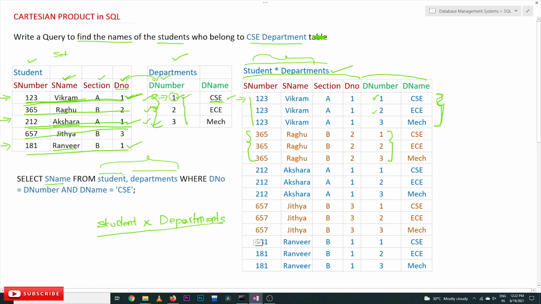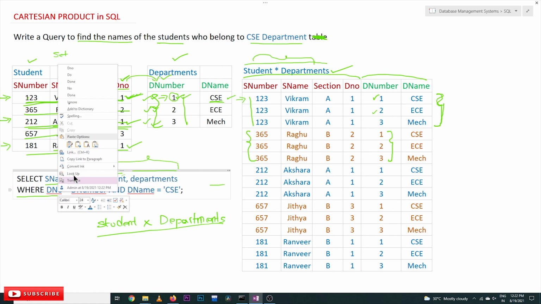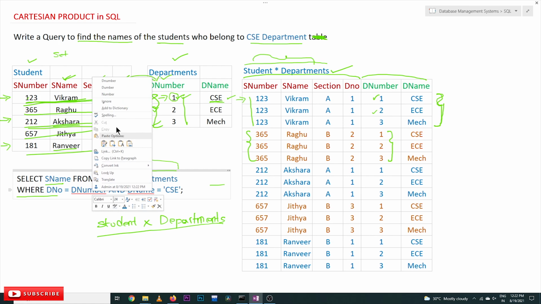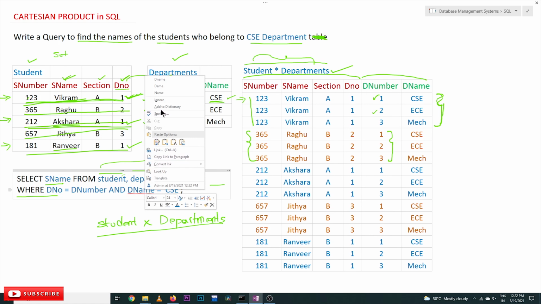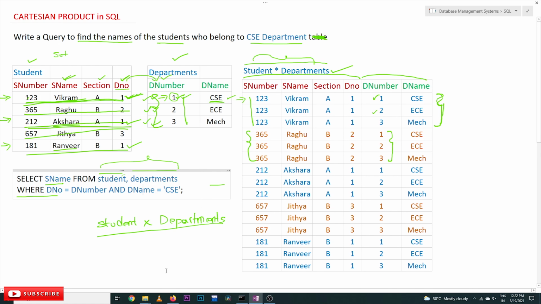Now on this final table, these conditions will get applied. So how I have written these conditions, D number is equal to D number. See here, so let's try to bring it down, where, so that looks simple. Okay, so now the where condition is D number is equal to D number. So what is this D number? DNO and this D number. I have written this condition.